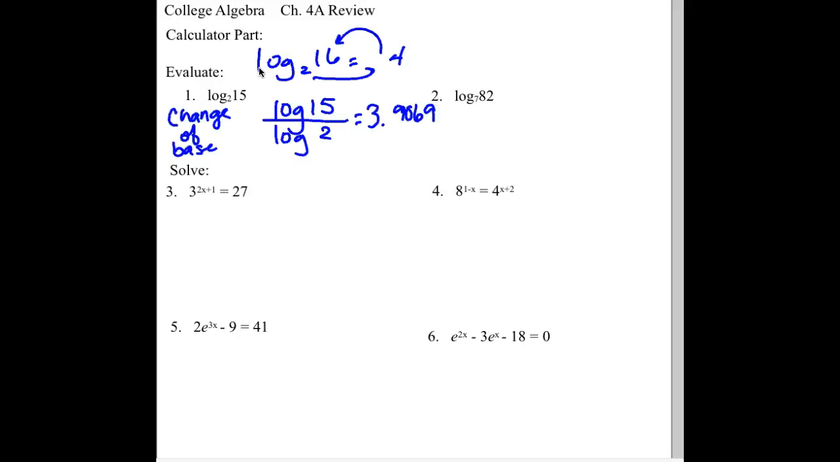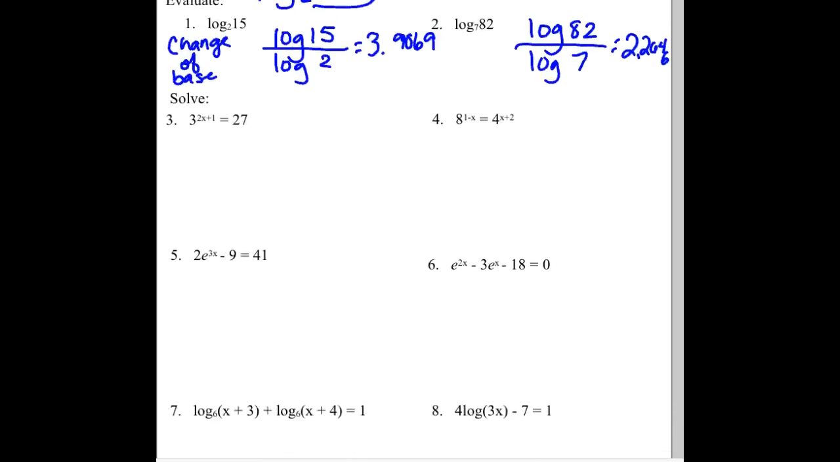Typing this in our calculator, we get 3.9069. And for number 2, using that same change of base formula, we would have the log of 82 divided by the log of 7, both of these using base 10. And again, our calculator would give us 2.2646.